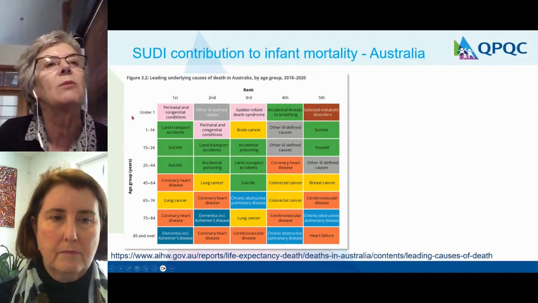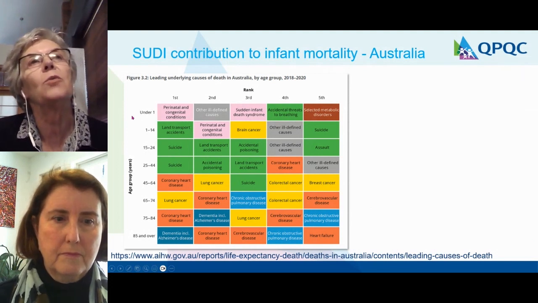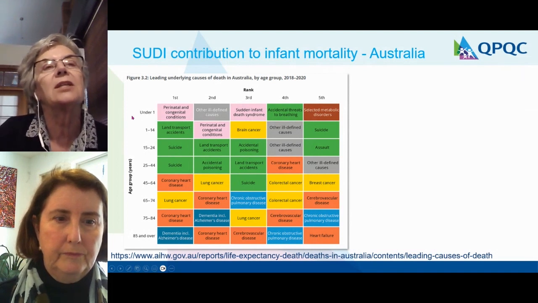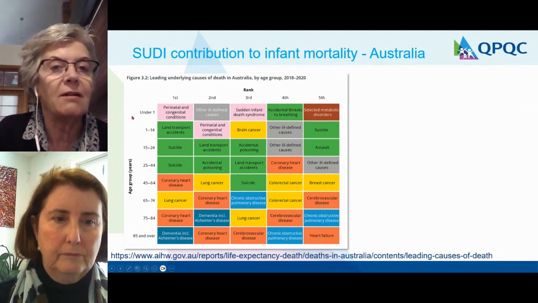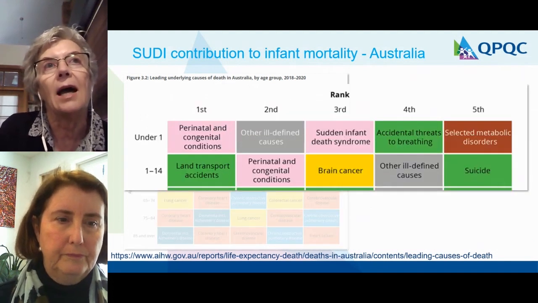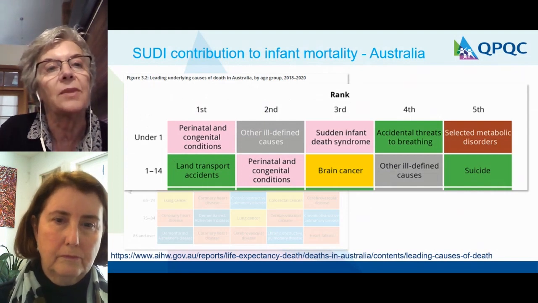But you can see on that top line where I've pulled out just the infants and newborns, as if they were discrete conditions: other ill-defined causes, sudden infant death syndrome and accidental threats to breathing. And yet we've just heard from Sharon, and certainly from our own work, we know that these really are part of a spectrum, and it's very difficult to differentiate.